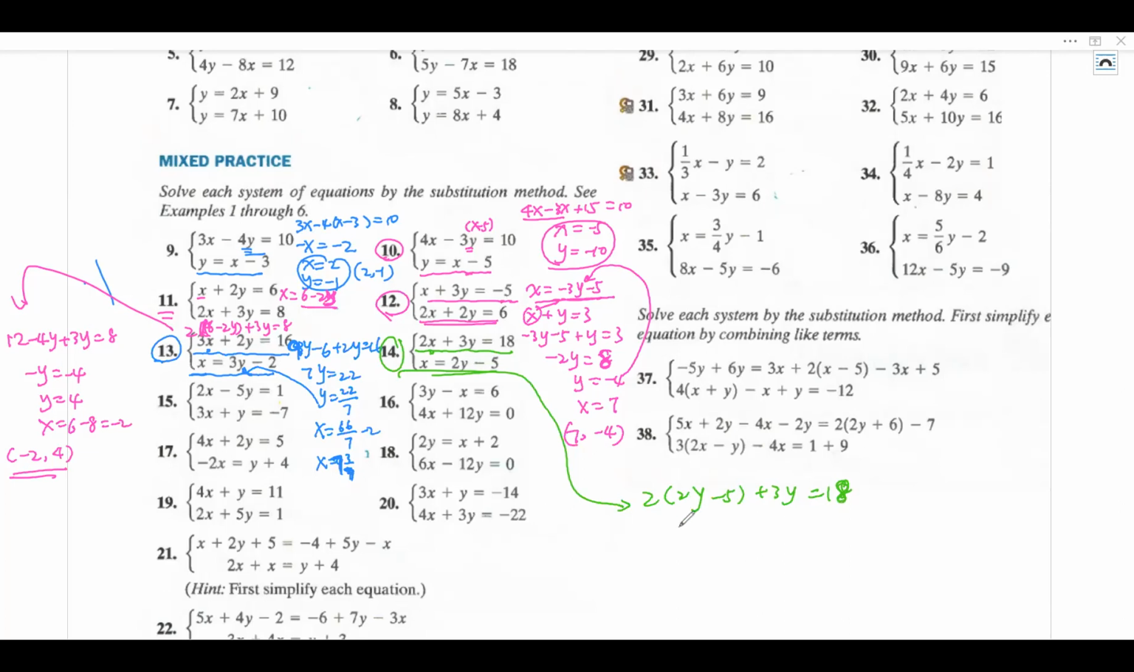Equal 18. All right, so we can just distribute inside and get 4y minus 10 plus 3y equals 18. Right, so 7y equals 28, y equals 4. Right, so replace y back here. So x equals 2 times 4 minus 5, so 2 times 4 is 8, 8 minus 5 gets 3. So the answer is (3, 4).